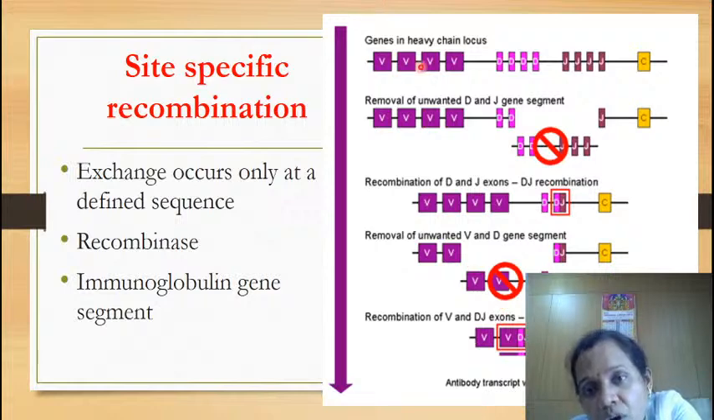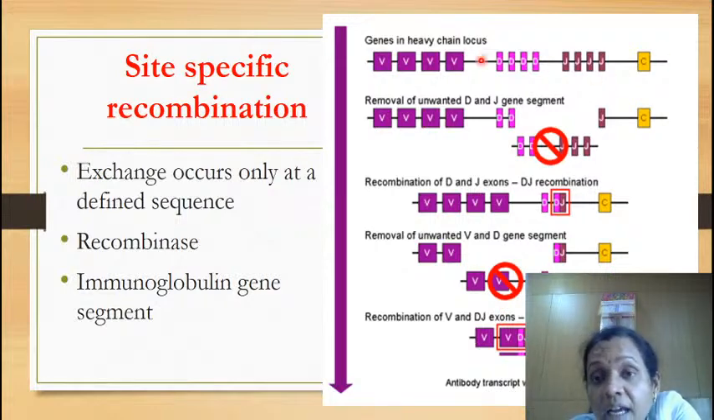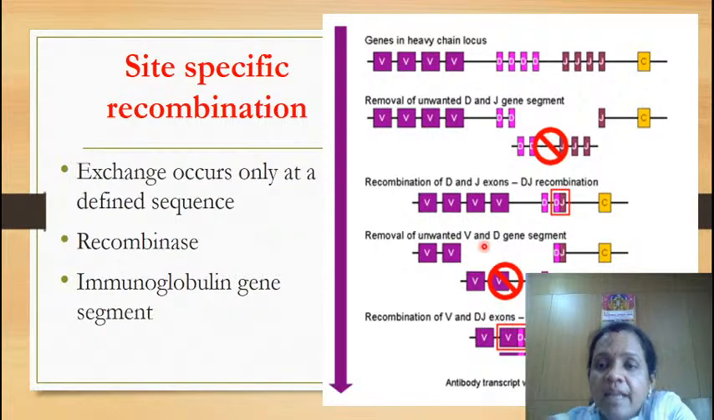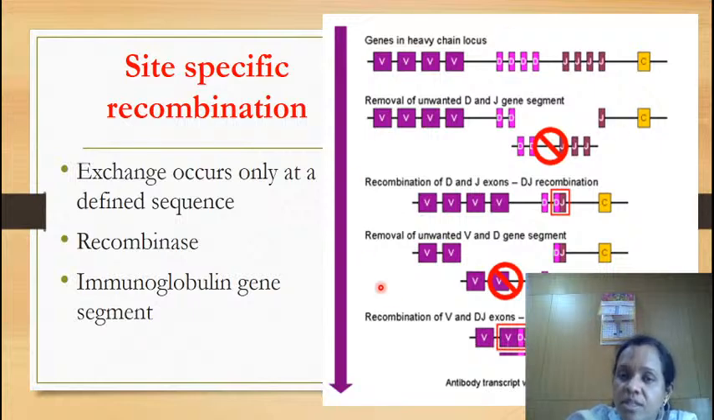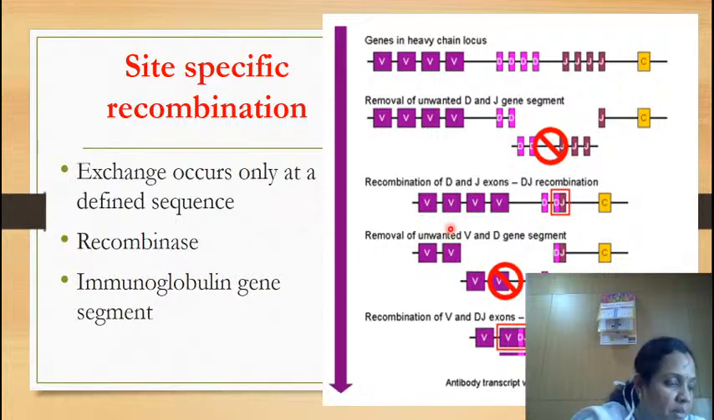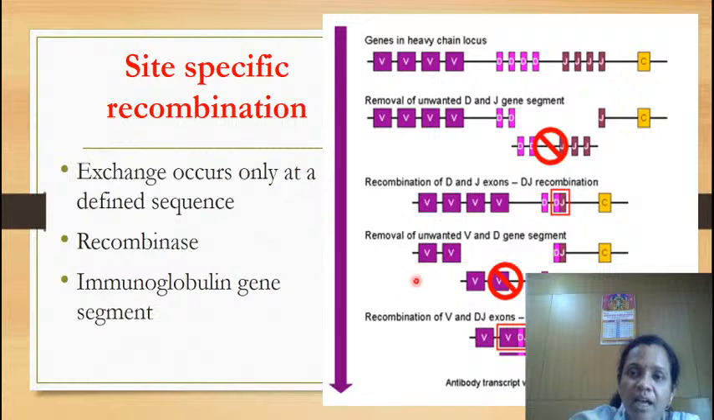So the gene was of this length, which had many unwanted genes, and those are being removed and recombination has taken place. So this is a physiological phenomenon in which immunoglobulins, that is the heavy chain of immunoglobulins, are formed by this mechanism.